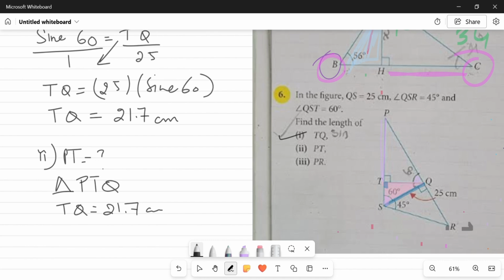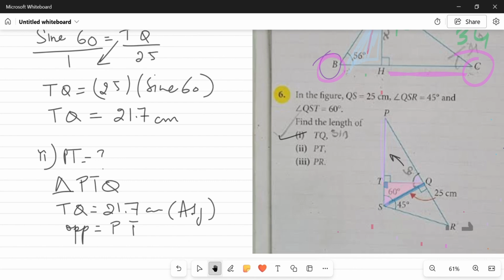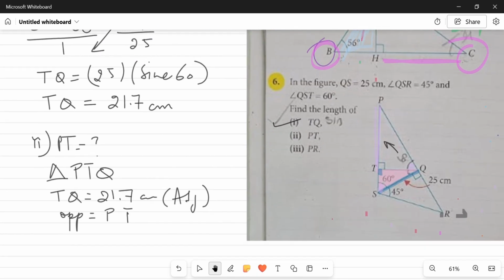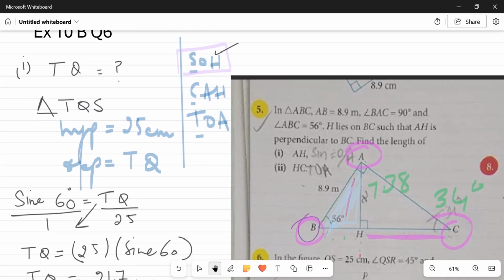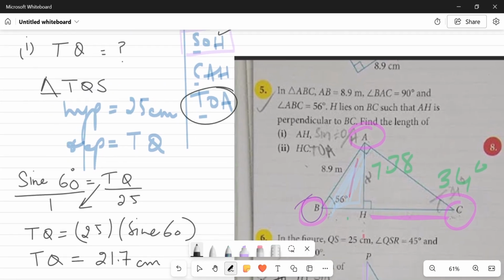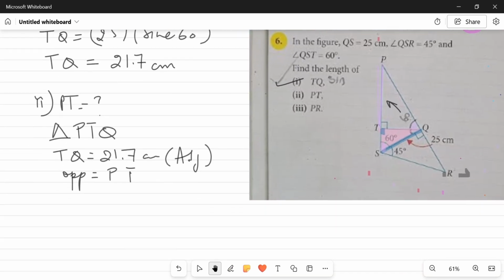PT is opposite to angle 60 degrees. So here we will write down opposite is PT. And beside angle S, this is adjacent. TQ is adjacent for triangle PTQ, so I'm writing here adjacent. Which function do we need to use? We mentioned it at the top. We have adjacent and opposite, which means we need to use TOA, tangent.